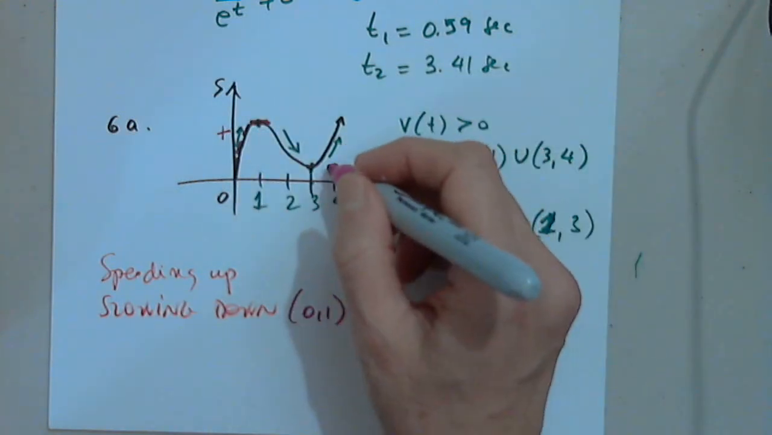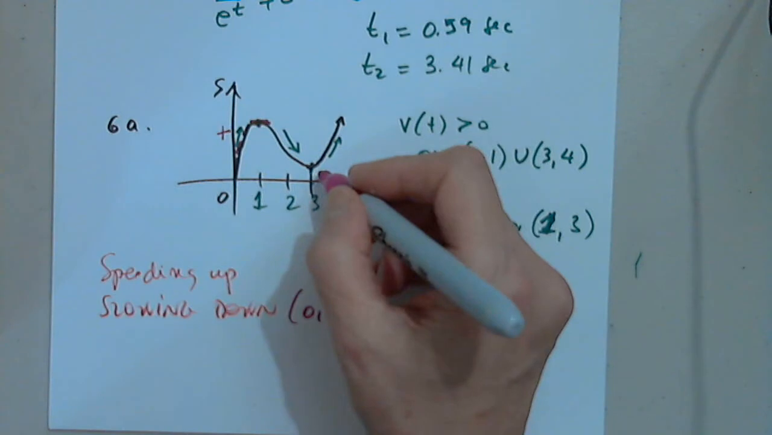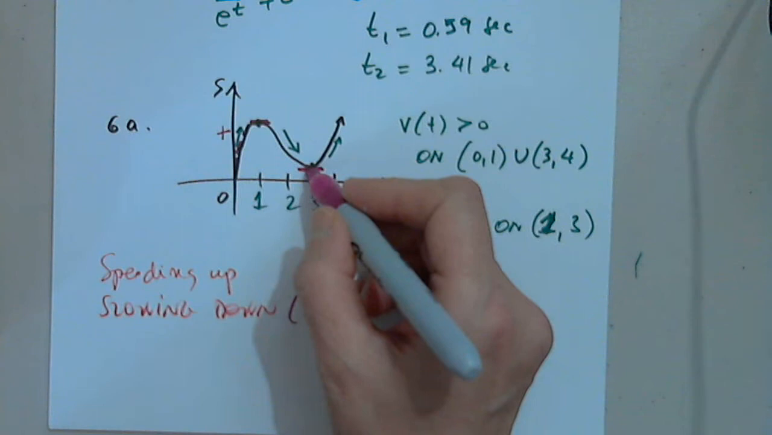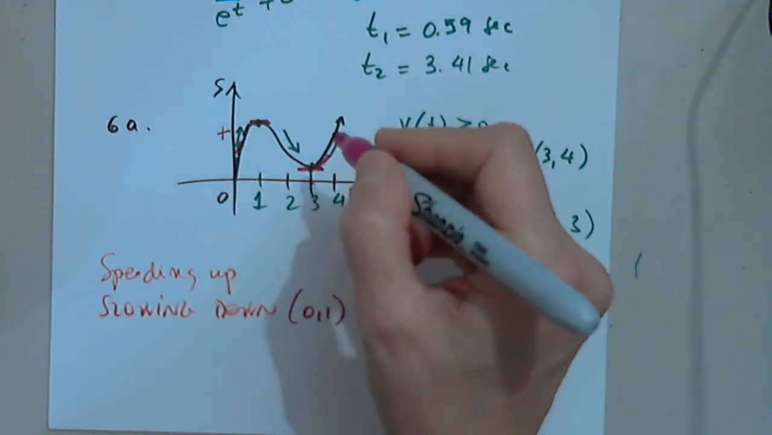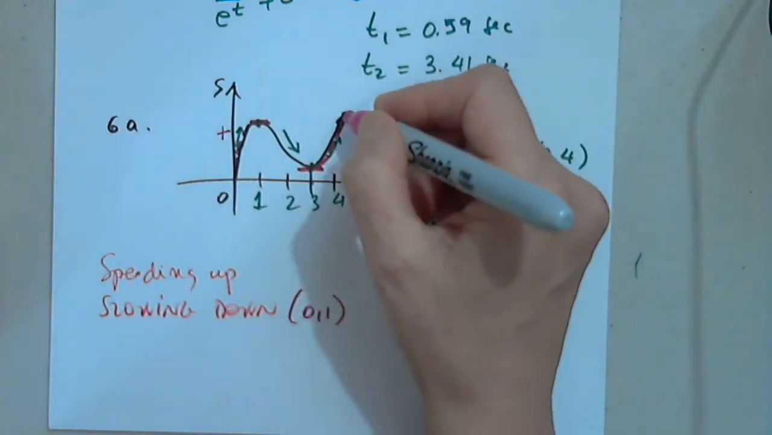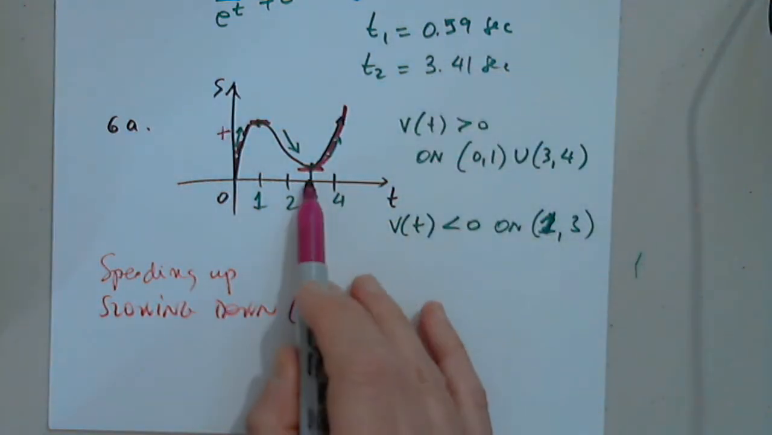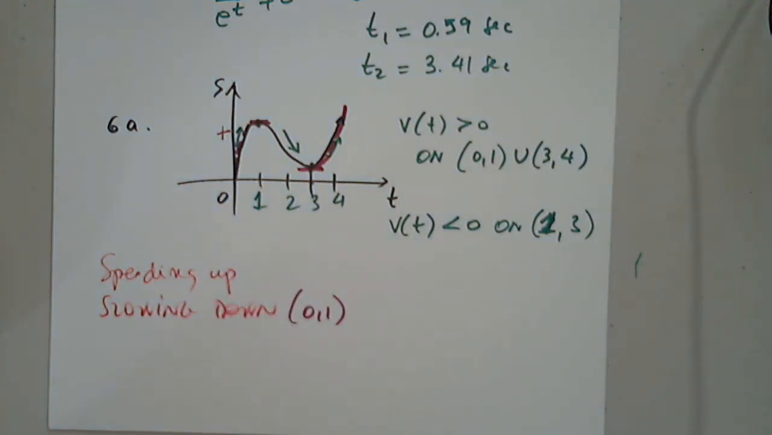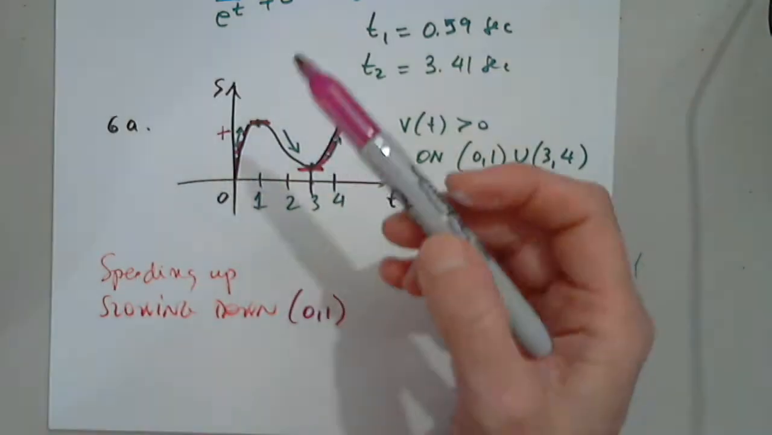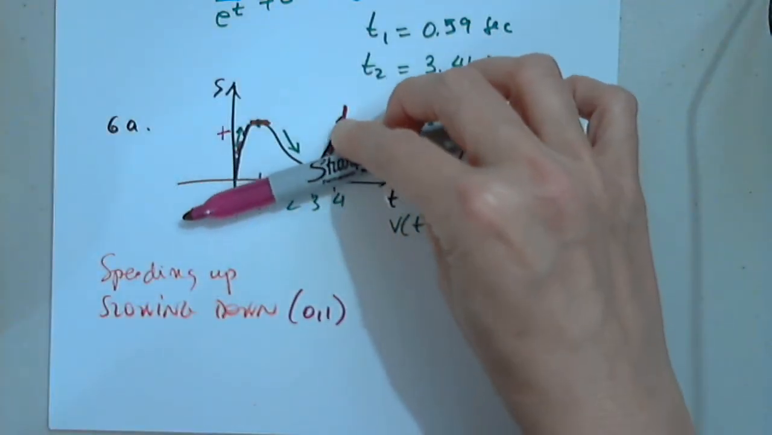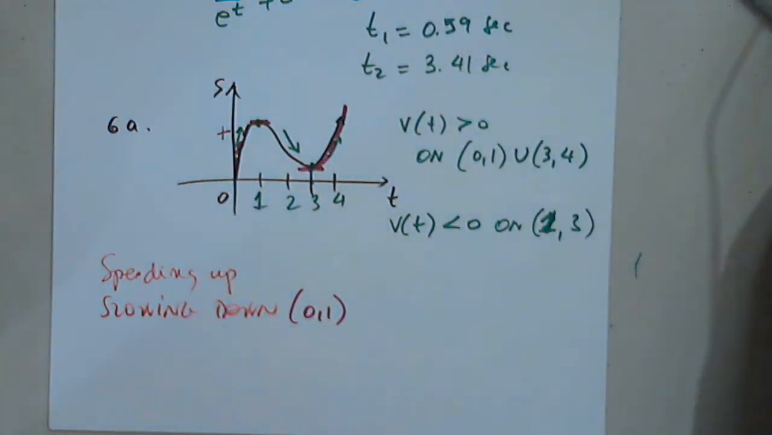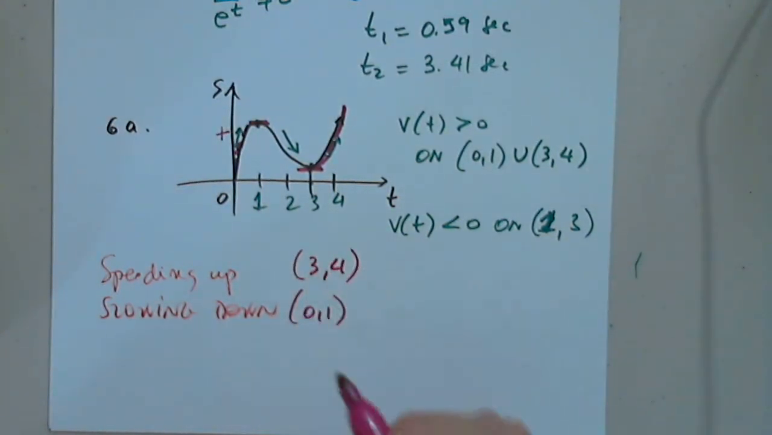And now let's continue with this one. Here it starts with a speed of 0. But now look at the tangent. Is it speeding up or slowing down between 3 and 4? Speeding up. Yes, because it starts with 0 and then the speed keeps increasing. So between 3 and 4, it's speeding up.